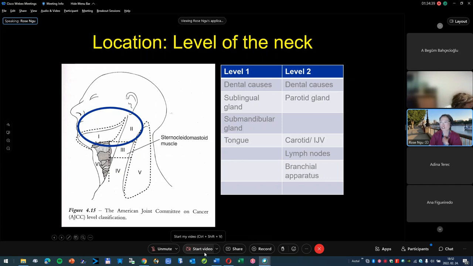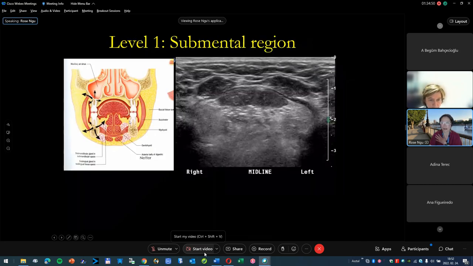And level 2, you're going into the parotid gland. Again, you still have the teeth in the area, the mandible, the maxilla. You've got blood vessels coming through, the lymph nodes, and the branchial apparatus. I'm sure you're familiar with this. So we have the mylohyoid, which separates the intraoral from the extraoral. So this is depicted by this slim muscle here.